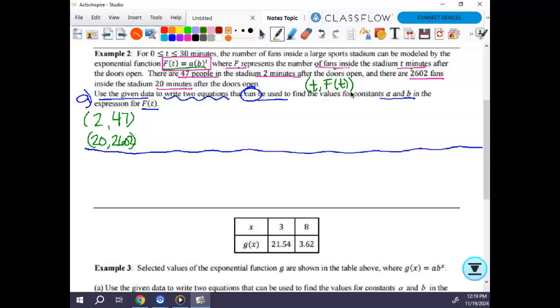So F of T is your output value, so that means I have 47 equals A, which I don't know, times B, which I don't know, to the T power, which is 2. That's one equation. My second equation is going to start with 2602. That's equal to A, which I don't know, times B, which I don't know, to the T power, which is 20. There are my two equations. That is all it asked me for, so that is all I'm writing. If I can do other things, great. Nobody cares. They didn't ask you for that. And if you do anything else and you do it incorrectly, that could be really bad for you.